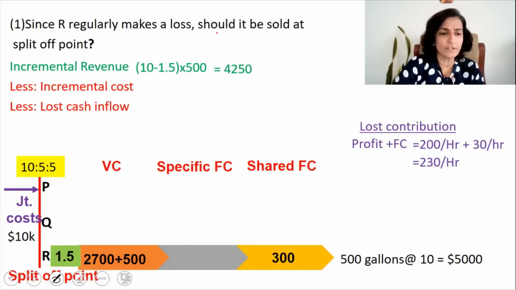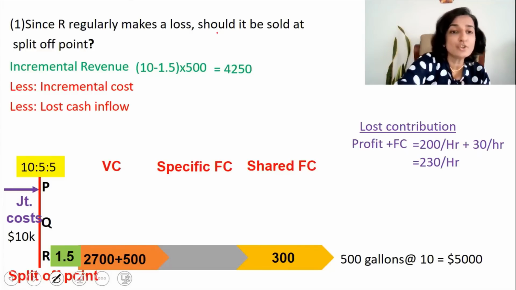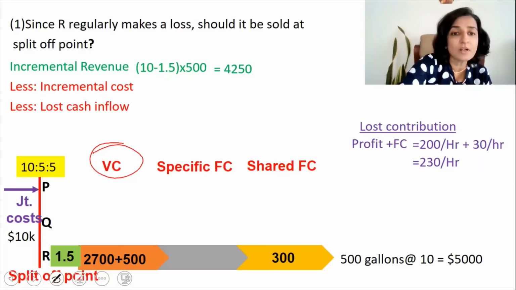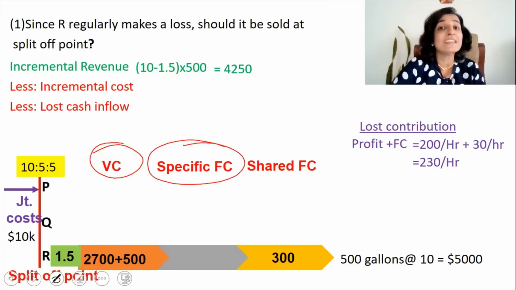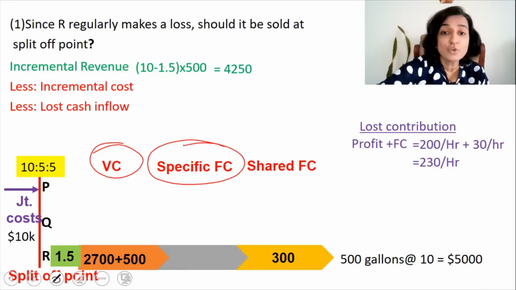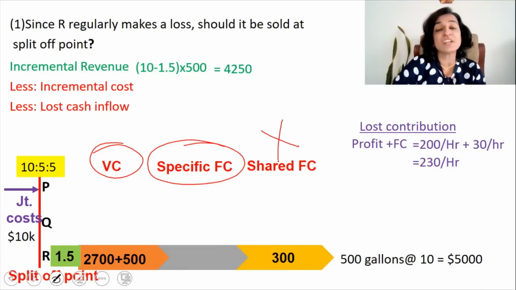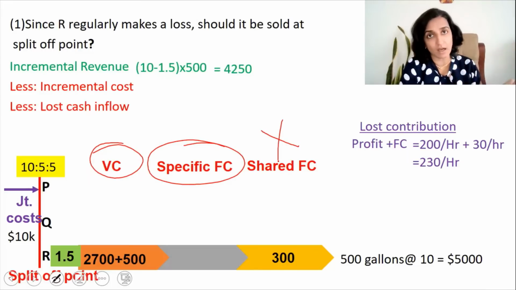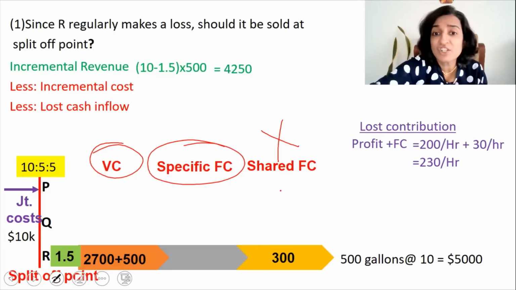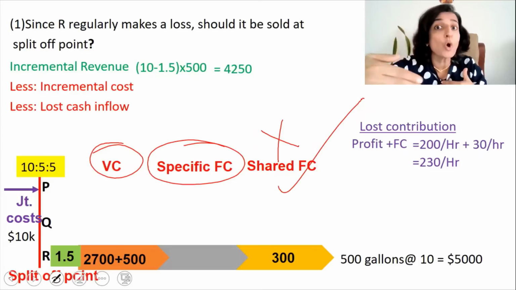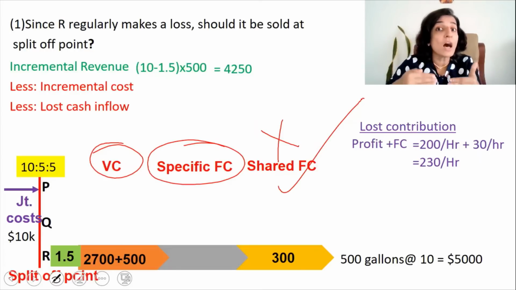Now be very careful here. For incremental cost, you should take only the variable cost and the specific fixed cost into consideration. This is very important. You should never take the shared fixed cost. Why? Even if you are further processing R or you are not further processing R, you will still incur the shared fixed cost because the shared fixed cost was for all the products and not for R alone.